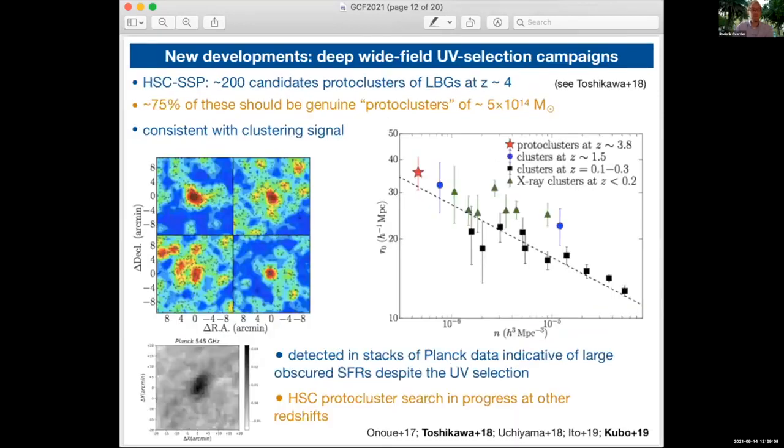So another game changer, I think, is the wide-field deep optical surveys, such as the Hyper Suprime-Cam program. In the work of Toshikawa et al. 2018, a sample was presented of 200 protoclusters or protocluster candidates at redshift 4, and about 75% of these should be genuine massive objects. They show a clustering signal that confirms this conclusion, and they're also detected in a deep stack of Planck data, showing that even though these objects are UV selected, they may also harbor large obscured star formation rates. And the work with the Hyper Suprime-Cam imaging surveys is being extended to other redshifts than redshift 4.